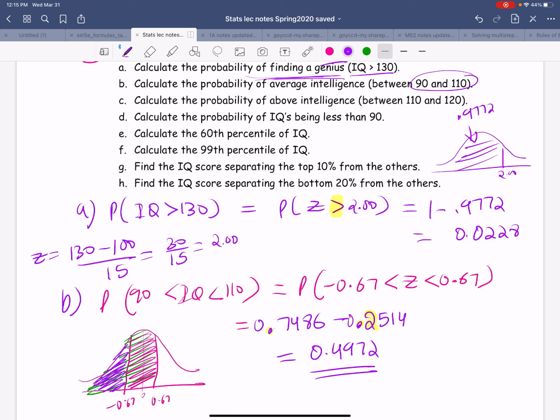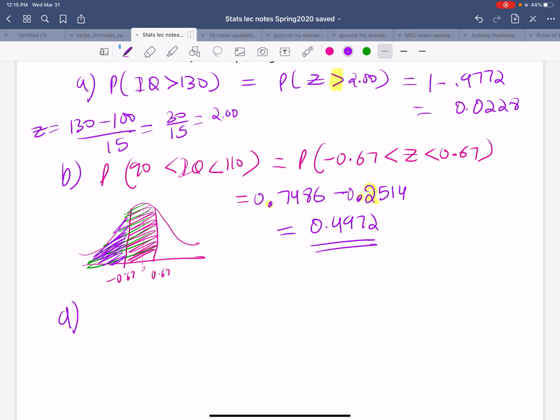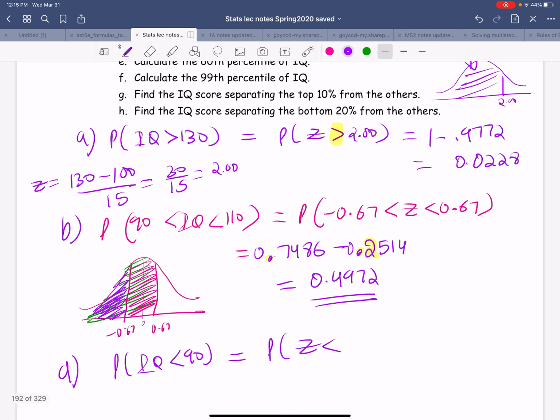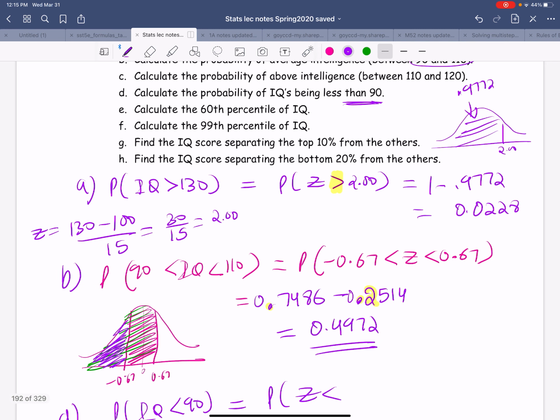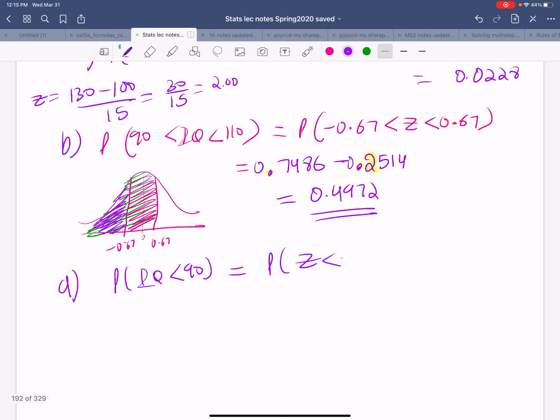Part D, calculate the probability of IQ being less than 90. That is going to be similar. Let's go ahead and do part D really quick. Probability of IQ less than 90, that would be probability of z-score. We already found the z-score for 90 in the previous example. Did we? Yeah, negative 0.67. So what's the probability of the IQ less than 90? We're randomly selecting an individual whose IQ is less than 90.